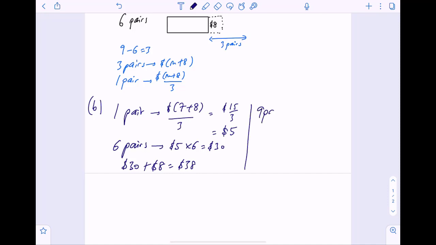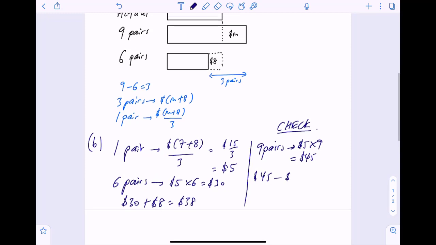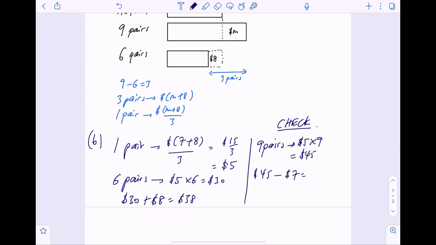Alright, now you can check it with 9 pairs of socks. If you were to buy 9 pairs of socks, okay, again, this is a checking step, that will be $5 times 9, which is equals to $45. But then he will not have enough money. He will have a shortage of $M. So you take away M, what's M in this question? It's 7. You will still get $38 that Amos actually has.